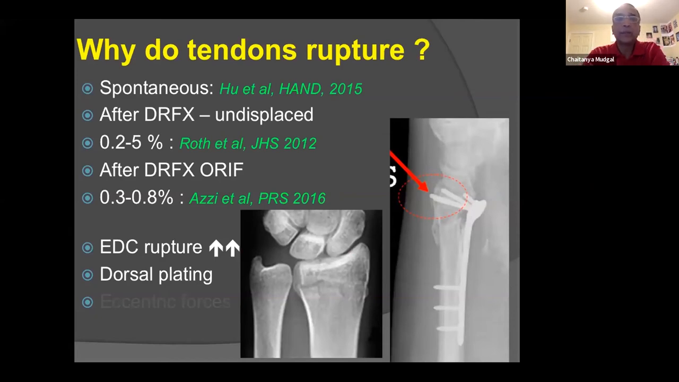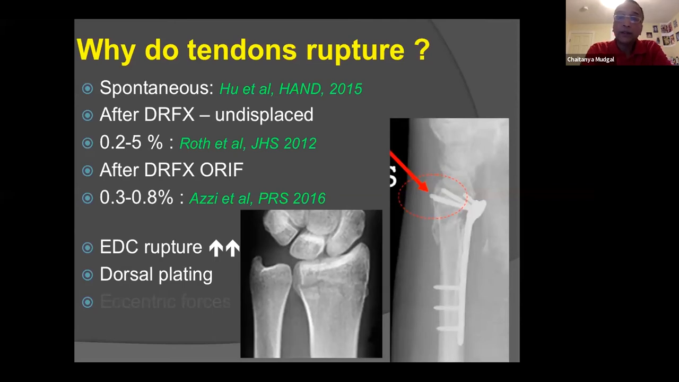But that's too simplistic. So why do tendons rupture? Well, we do know that they rupture spontaneously, and we'll talk about that a little later. But spontaneous ruptures largely seem to affect the extensor surface. More commonly, we see them after distal radius fractures, which are undisplaced. And we used to think that they were uncommon at 0.2 to 0.5%, or maybe a couple percent at the most, until Kevin Roth and colleagues came up with this paper a few years ago, where they found a 5% incidence. So the reality is that the incidence lies somewhere in between.